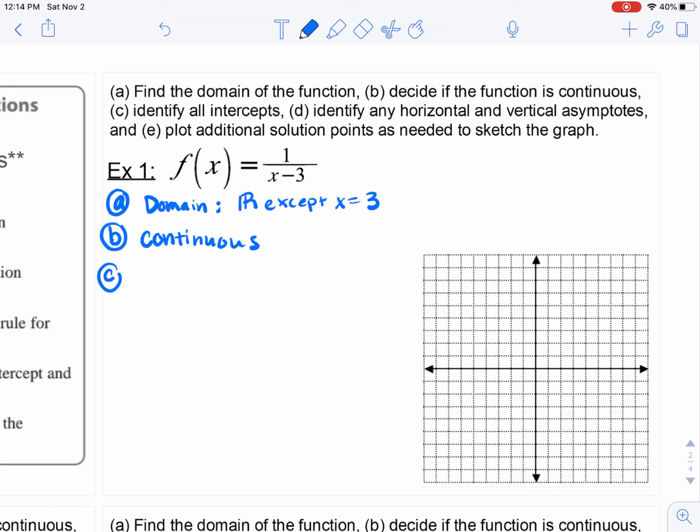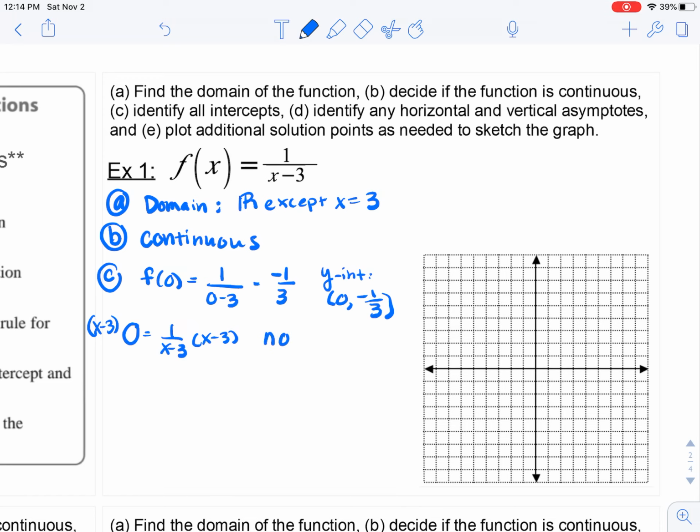Part C says identify all intercepts. So if I plug in 0 for x and solve, I would get 1 over 0 minus 3. So that would give us negative 1/3. So that means there's a y-intercept at 0, negative 1/3. If I plugged in 0 for f of x and solved, if you notice, if I multiplied both sides by x minus 3, I would be left with something such as 0 equals 1, and that's not possible, so there is no x-intercept.